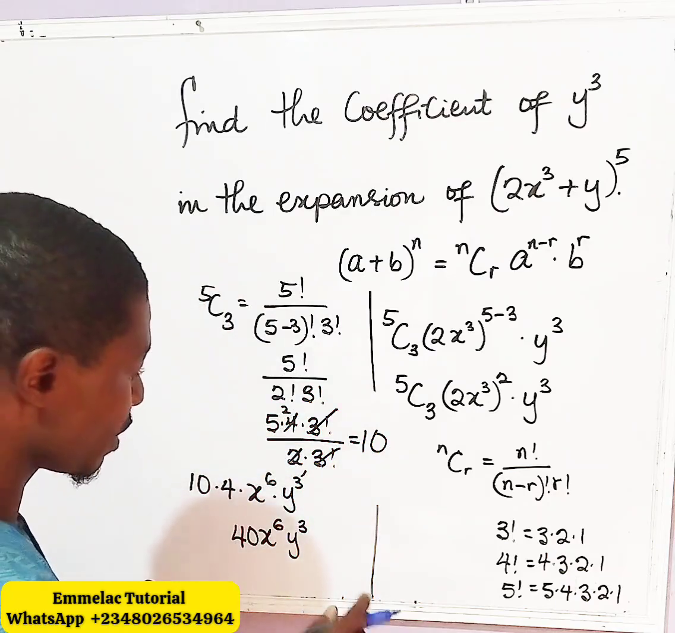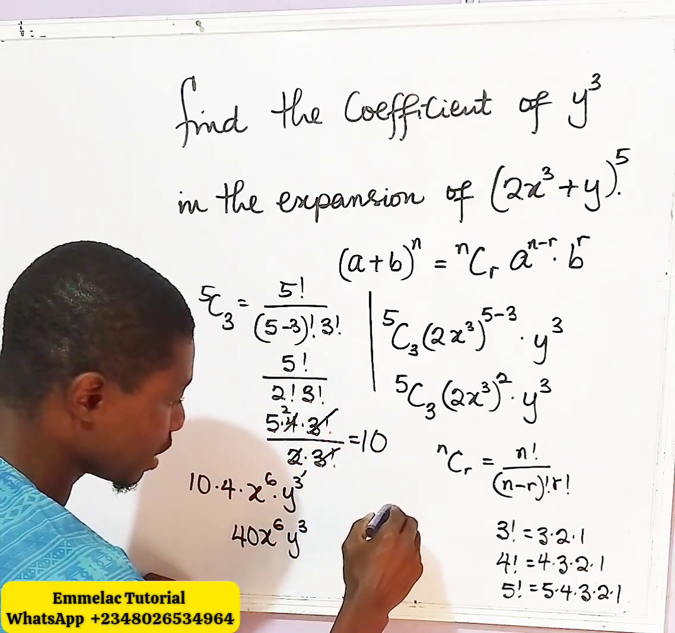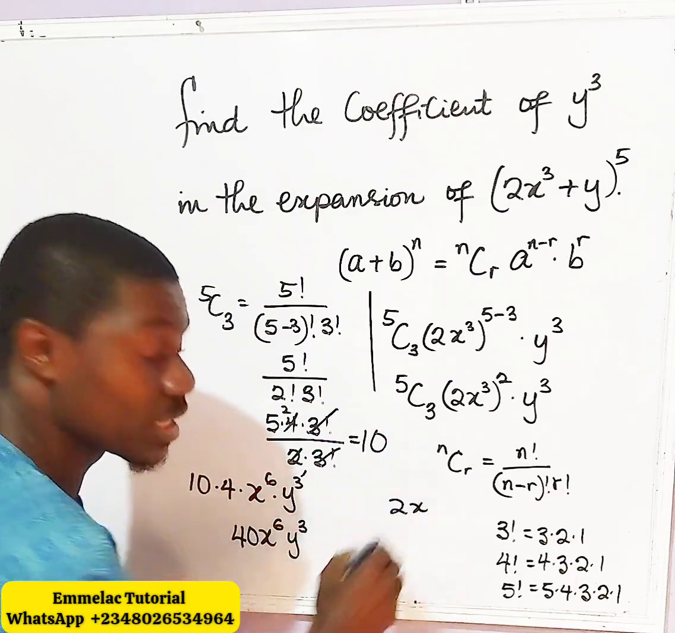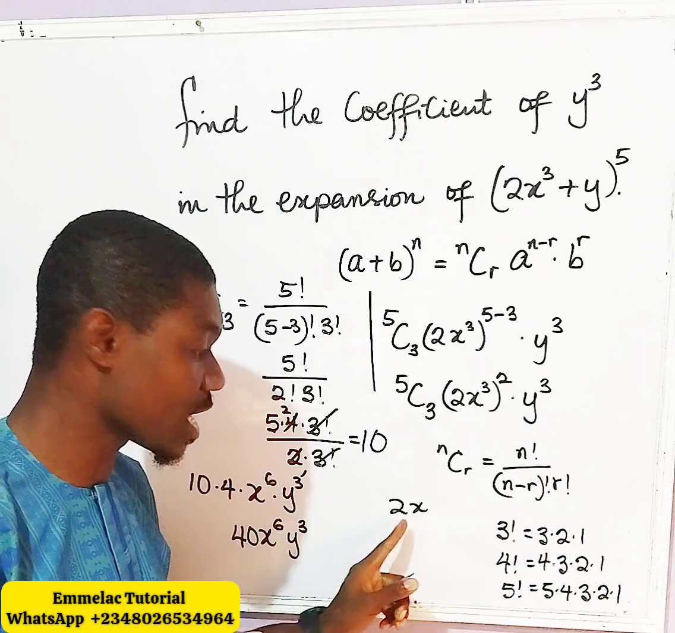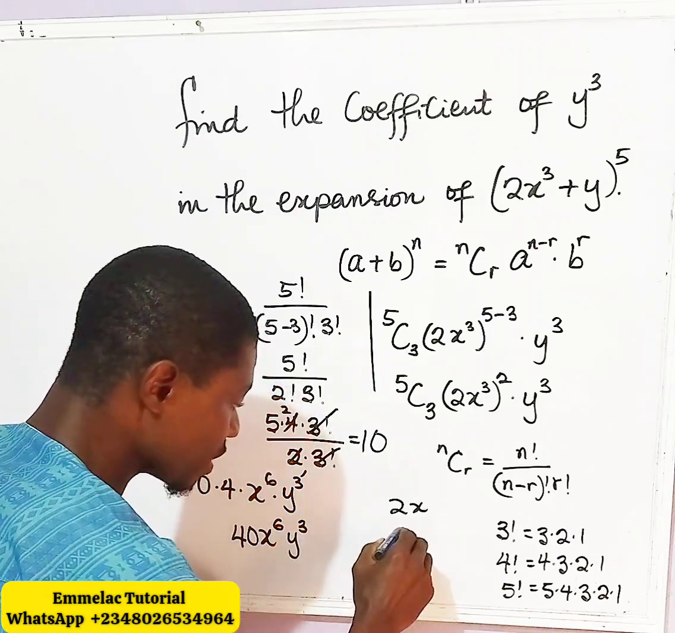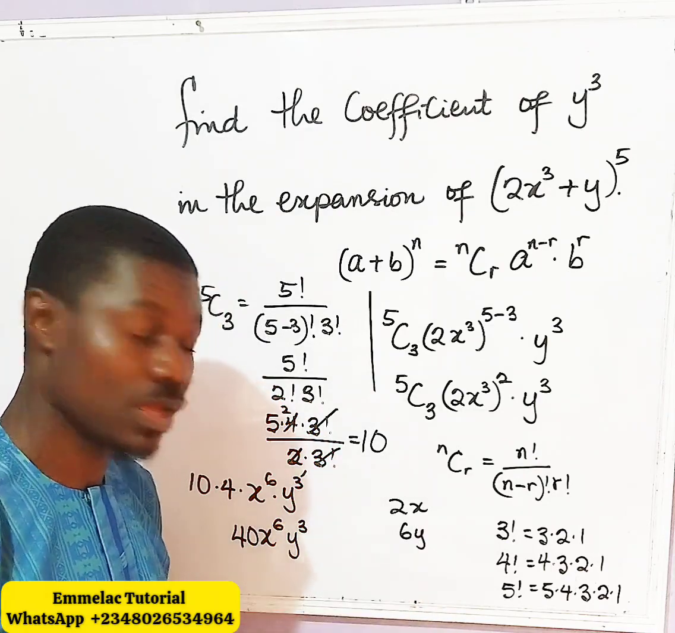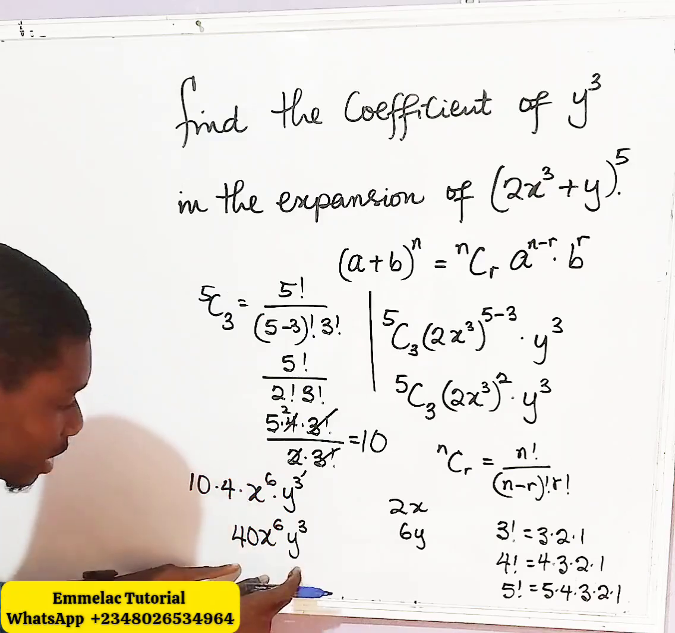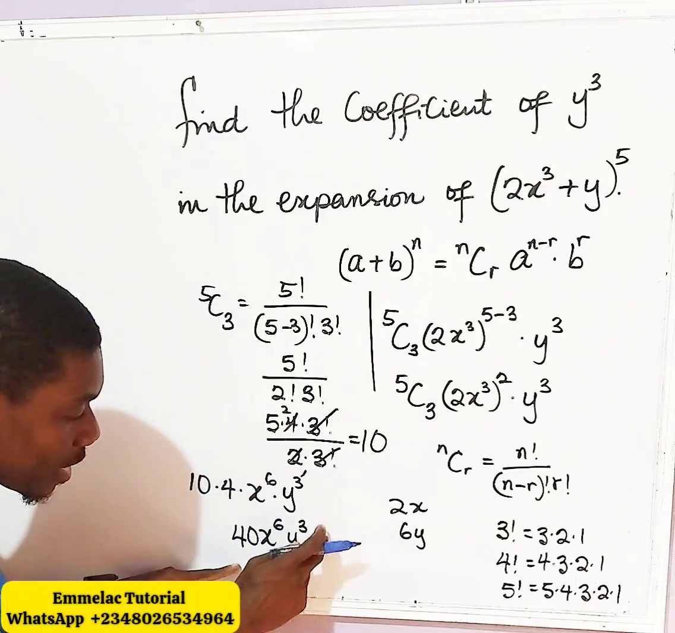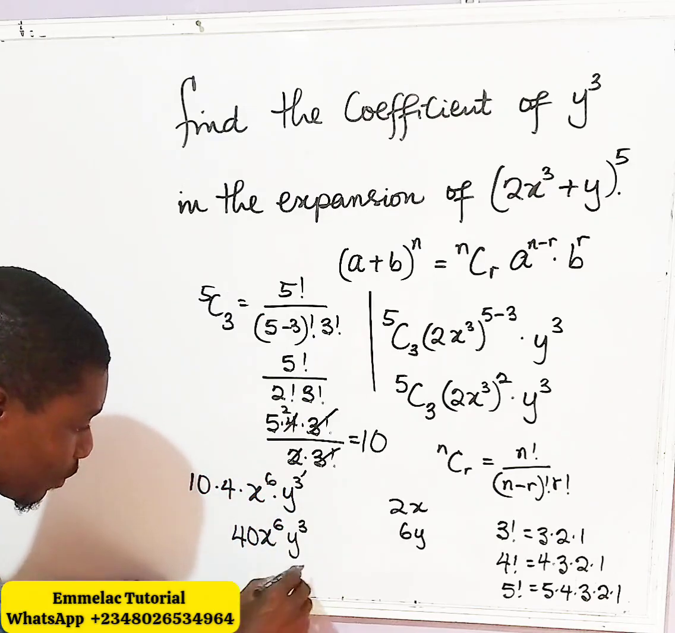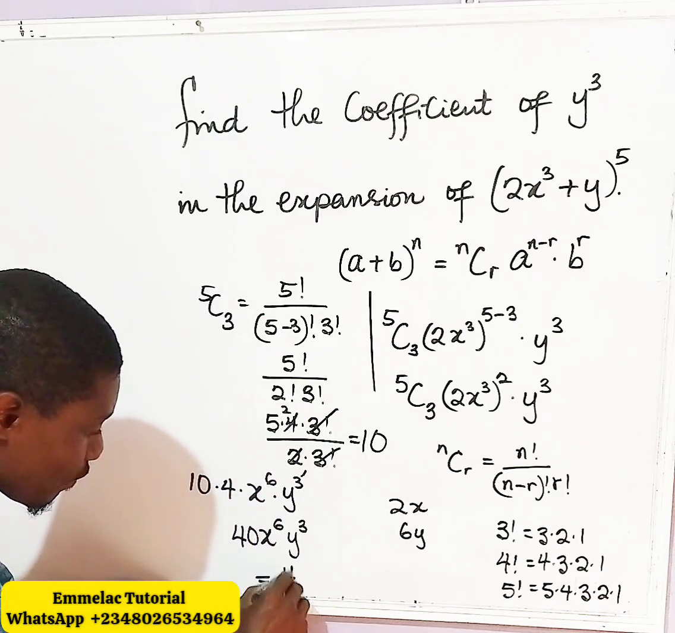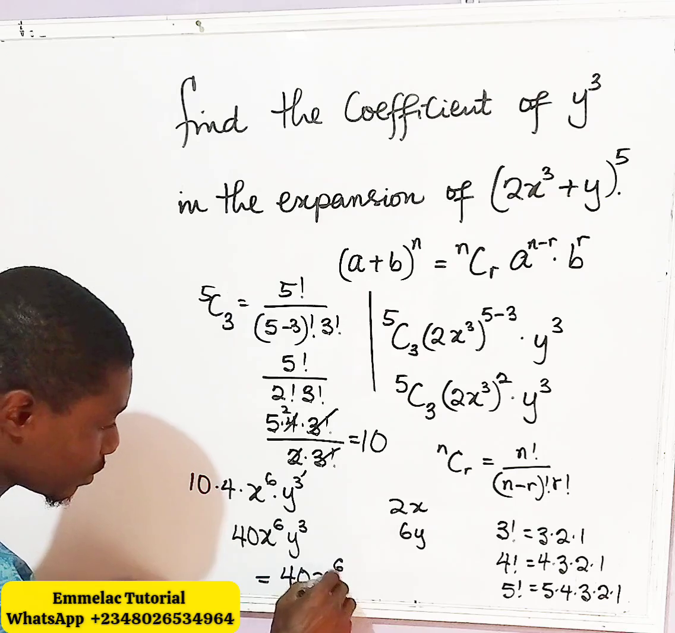And take note, we want to talk about the coefficient. If we have, let me say, 2x, the coefficient of x is 2. If you have 6y, the coefficient of y is 6. So in this case, the coefficient of y raised to the power of 3 will be 40x raised to 6.